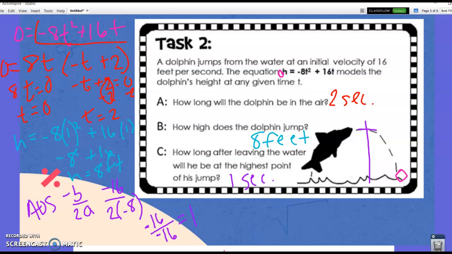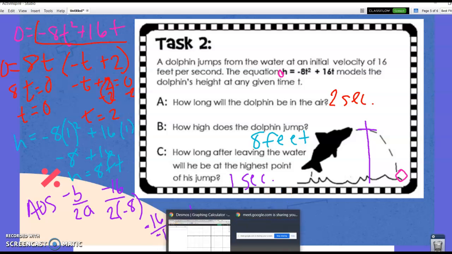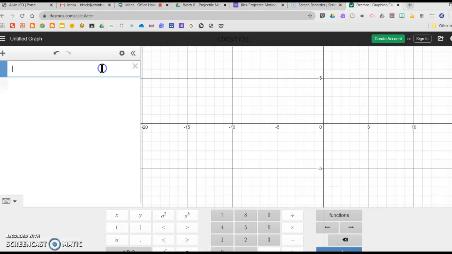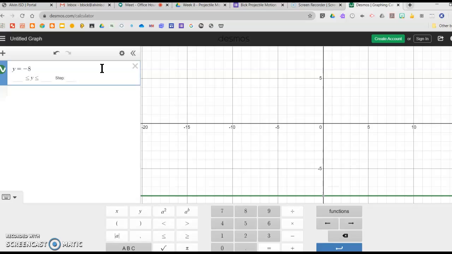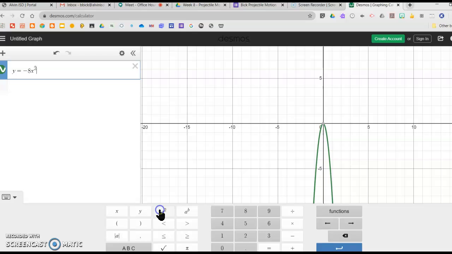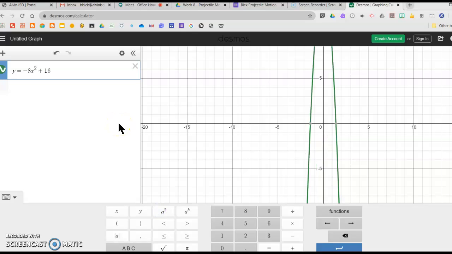Okay, real quick, I'm going to show you how to do that on a graph, because for some of you the graph is going to be an easier method. We're going to type in our equation, y equals negative 8x squared plus 16x.